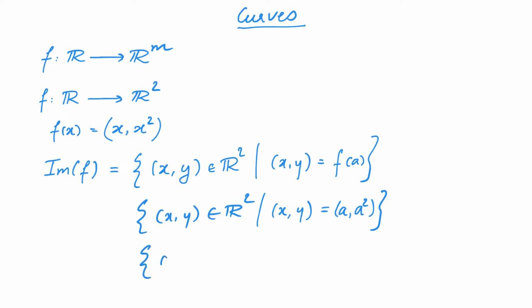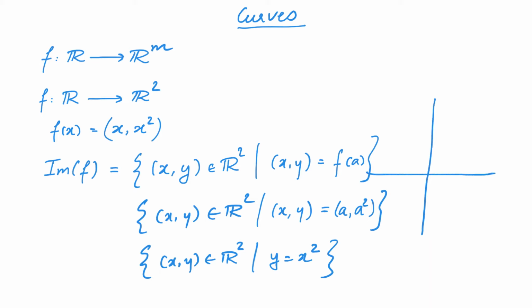That is, we are looking at all points (x, y) in R2 such that y is equal to x square, because y is a square and a is equal to x. So we are looking at points such that y is equal to x square, which is same as the graph of the function f of x is equal to x square, which we know is a parabola.